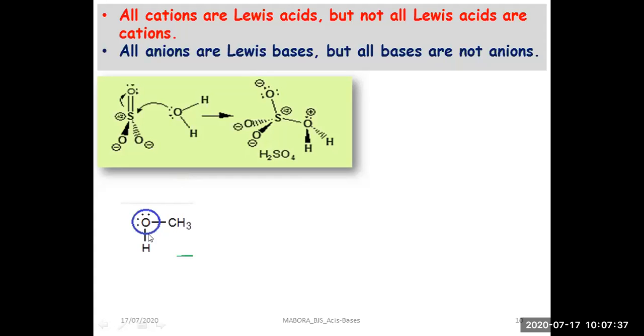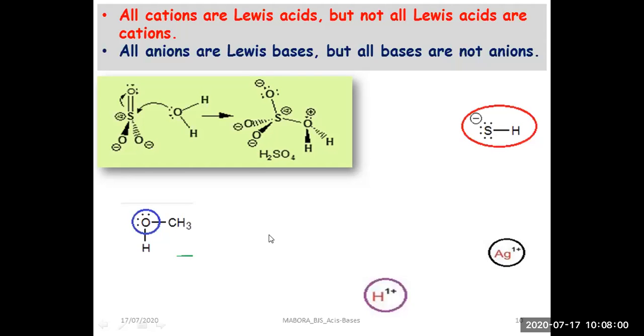Let us now understand whether we can classify various things as acid and base as per the Lewis concept. Let's take this example, methanol. It has oxygen which has two lone pairs of electrons. So obviously it is electron rich, will donate electrons and will act as a Lewis base. SH minus ion, electron rich, obviously it will be a Lewis base. Ag plus, it's a cation, will accept electrons, so Lewis acid. H plus, Lewis acid. Cl minus, electron rich, Lewis base.